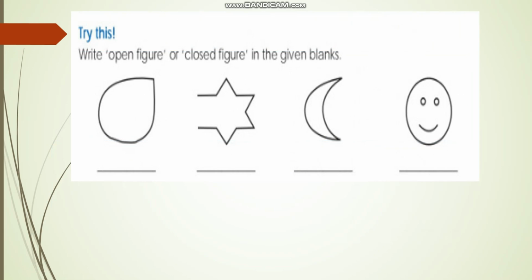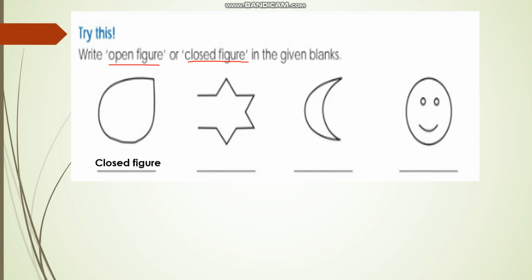Now look at these questions. Write open figure or closed figure in the given blanks. Some pictures are given, so you have to identify which are the closed figures and which are the open figures. Okay. So look children, look at this figure. Has it started and ended at the same point? Yes. Here this picture has the same starting point and ending point, isn't it? So this picture is a closed figure.